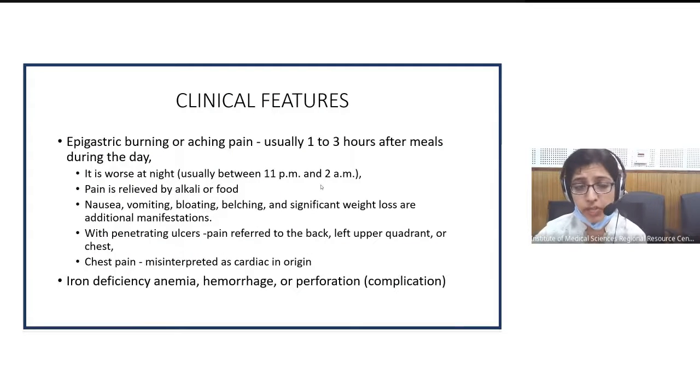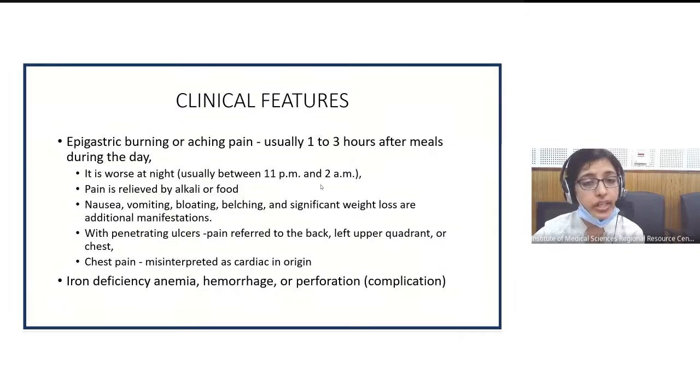Patients typically complain of epigastric burning or aching pain, which usually occurs 1 to 3 hours after meals during the day, and then it gets worse at night, and it is relieved by intake of food or alcohol. Then usually patients have nausea, vomiting, bloating, belching, and even at times significant weight loss. These are some additional manifestations.